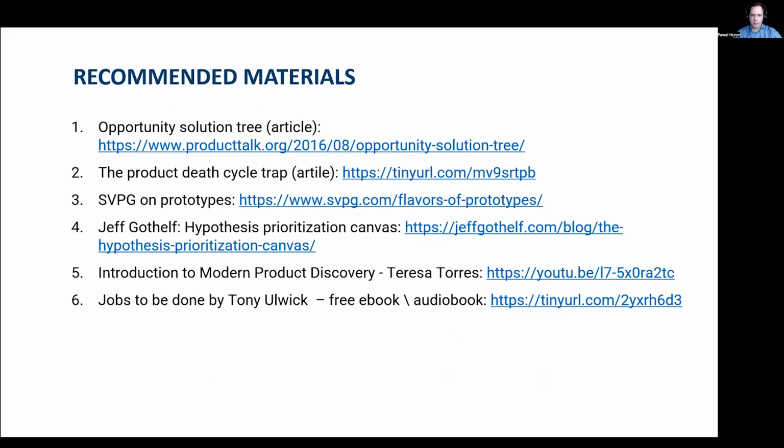So some recommended materials. I will share this presentation on this page that was visible at the beginning. So opportunity solution tree, a great article by Teresa Torres, the product trap article about this trap, Silicon Valley Product Group on prototypes and four types of prototypes. This has been written by Marty Kagan. Hypothesis prioritization canvas that was visible. You can download it for free. Teresa Torres video about introduction to modern product discovery.